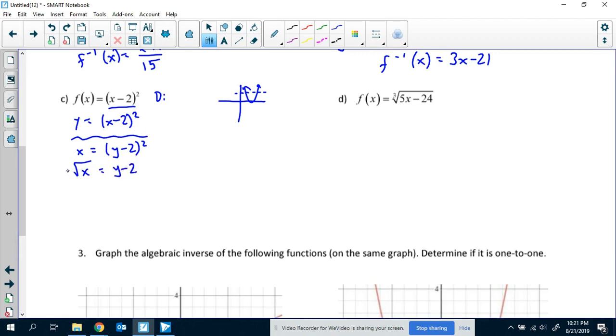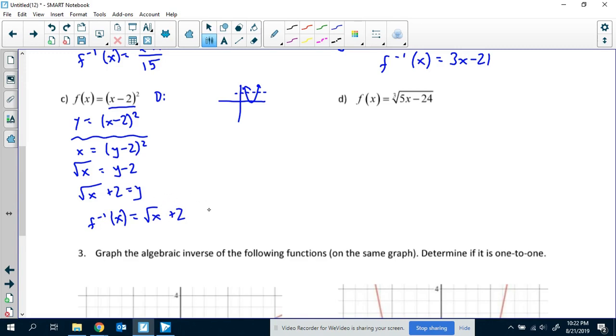So I square root both sides. Notice that normally in equations, when I square root both sides, I put a plus or minus, but that wouldn't be a function anymore, because if I had plus or minus, it would look something like that. So I'm not going to put the plus or minus. I'm just going to keep it positive for simplicity's sake. Then I'm going to add 2 to both sides. So square root of x plus 2 equals y. So f inverse of x equals square root of x plus 2.